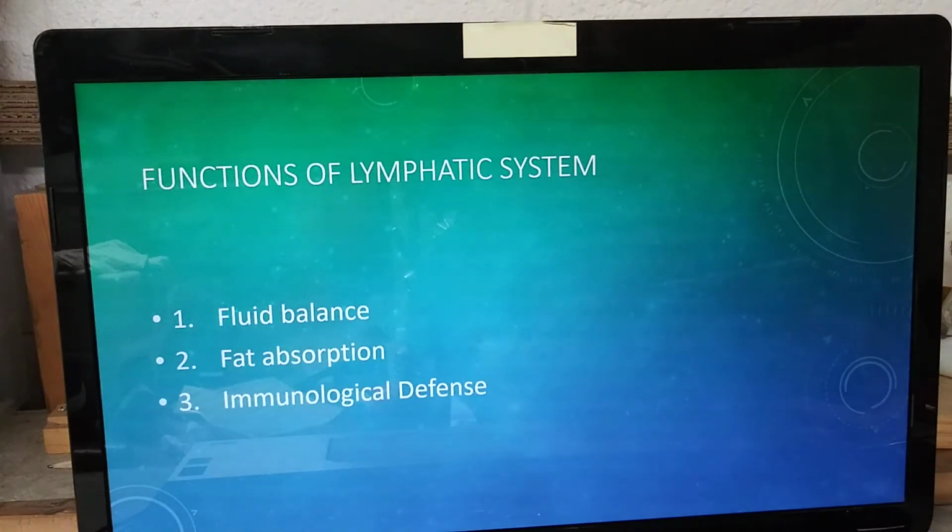So the functions of the lymphatic system, there are three main ones that you need to know. The first one is fluid balance. The second one is fat absorption from the gastrointestinal tract. And the third one is immunological defense, very important these days especially. And we'll learn more about each of these as we go forward.